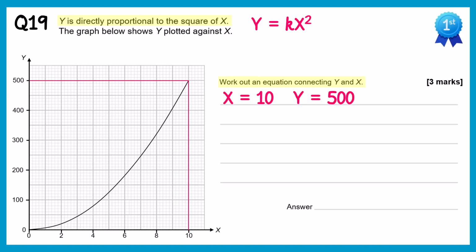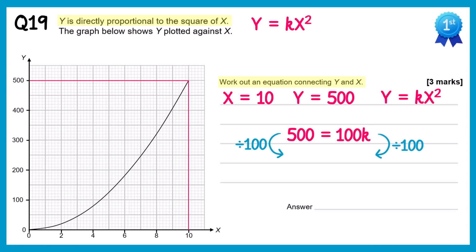So let's take our equation, y equals kx squared, and substitute in these values of 10 and 500. So 500 equals k times 10 squared. 10 squared is 100, so we have k times 100, which is 100k. We can now solve this equation by dividing both sides by 100. 500 divided by 100 is 5, and 100k divided by 100 is just 1k. So we find that k must have been equal to 5. So if we take the equation y equals kx squared, but change the k to a 5, we get the answer. Y equals 5x squared.